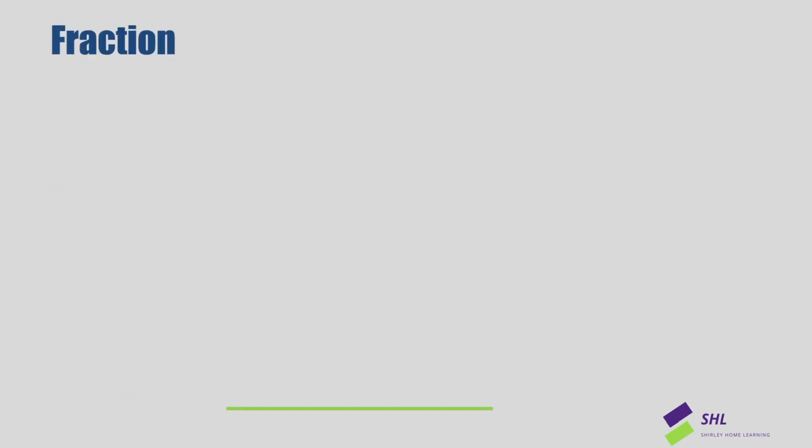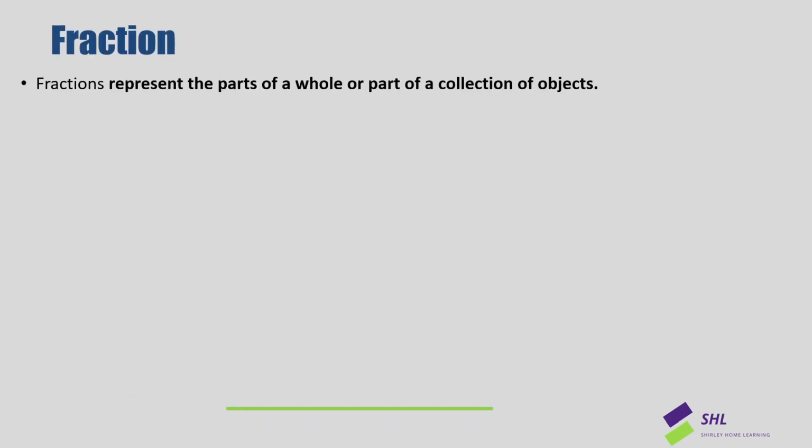So what is a fraction? A fraction is basically something that represents the parts of a whole or a part of a collection of objects. So for example, if I write the fraction, say a quarter, that is a fraction. I could write a fraction like half, that is a fraction. So it's 1 out of 2 or 1 out of 4 and so on.